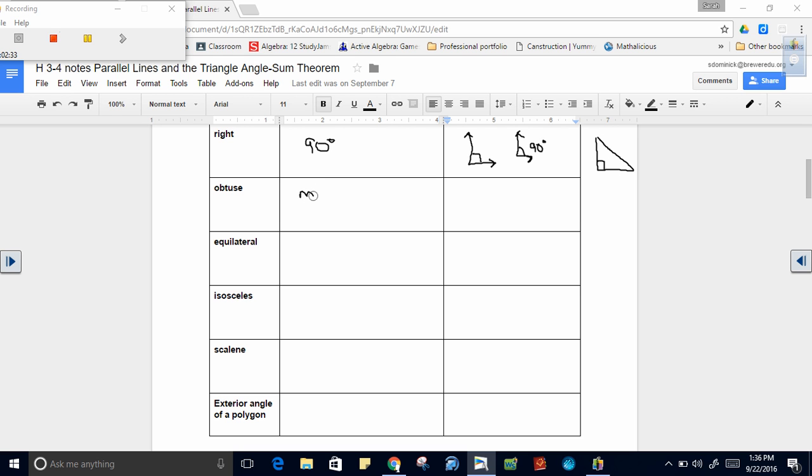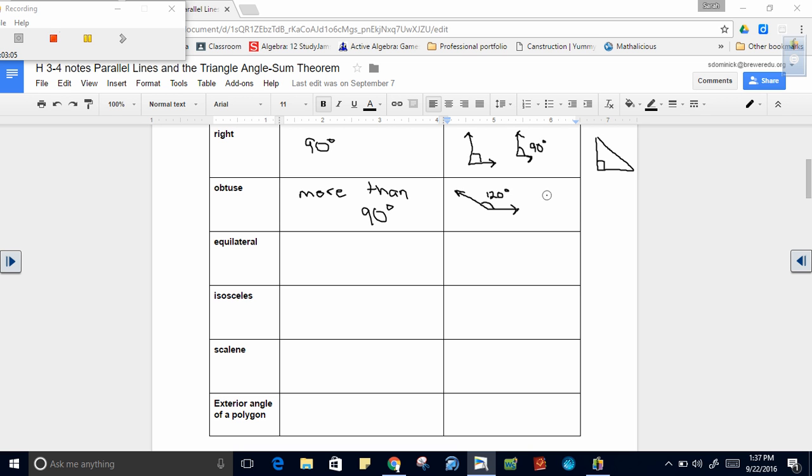Obtuse is more than 90. So an obtuse angle could look something like that. If you can't go above 180, then we kind of would measure it the other way. When you measure an angle, it's always the smallest, at least until you get into some Algebra 2 things. So for right now, it's always the smallest distance. I don't know, let's say that maybe 120.